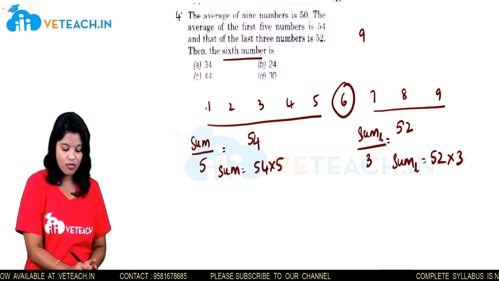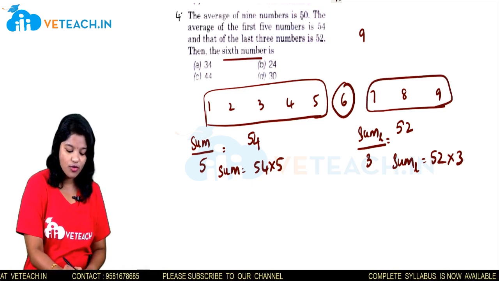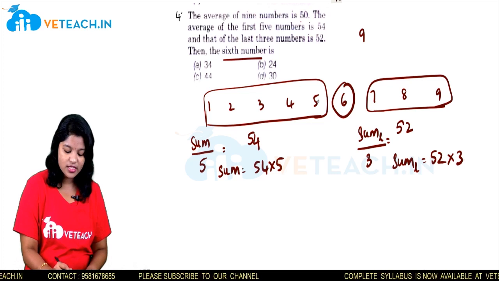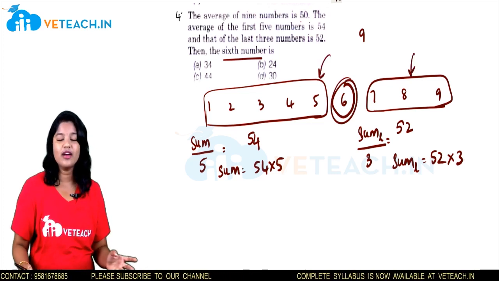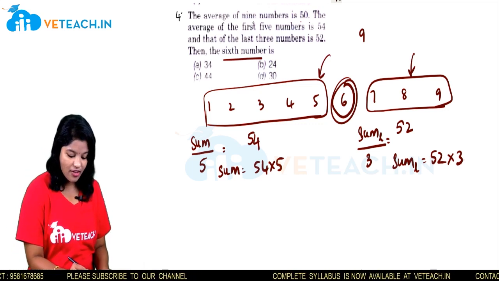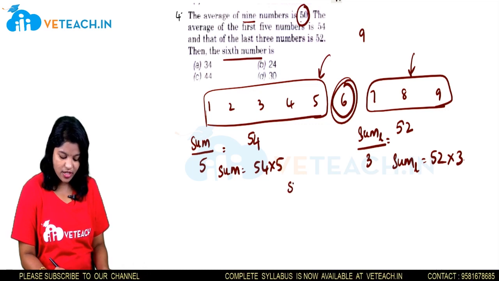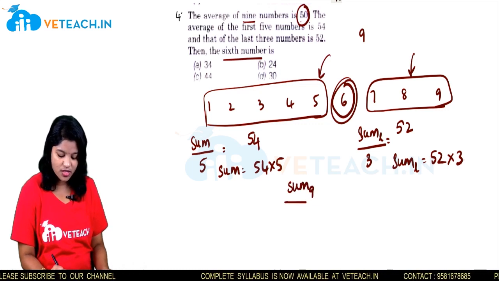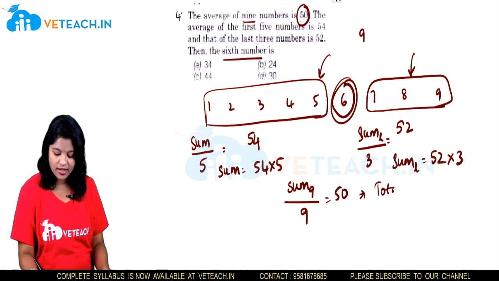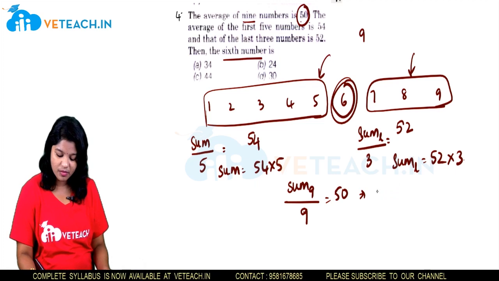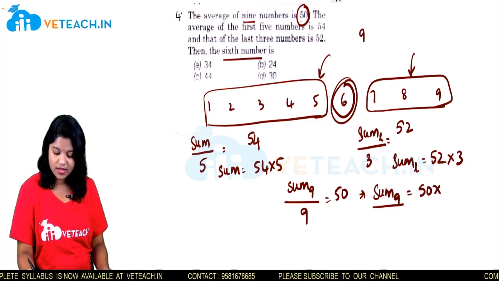So now we know the sum of the first 5 numbers, we know the sum of the last 3 numbers. So out of the total sum, if we subtract these both sums, the remaining will be our answer. The average of 9 numbers is given as 50. So the sum of 9 numbers divided by 9 is equal to 50. So the sum of 9 numbers is equal to 50 into 9.